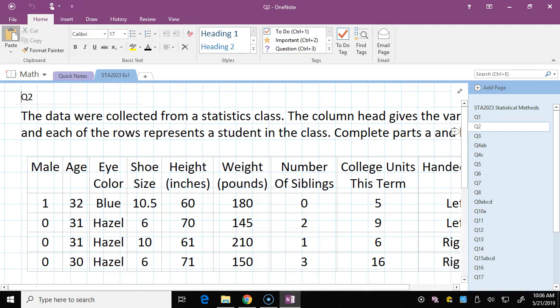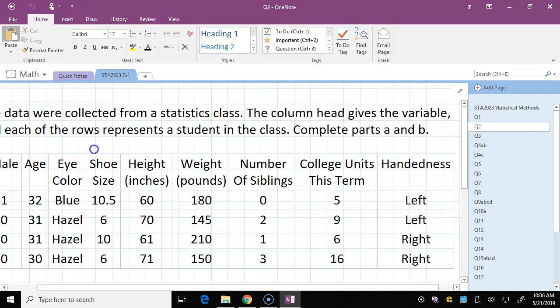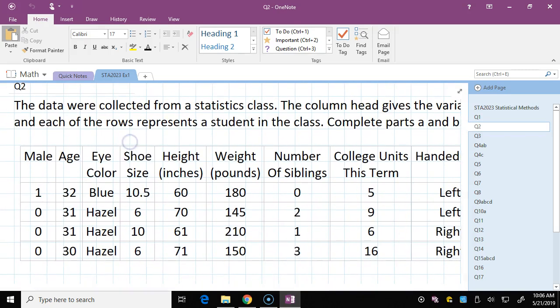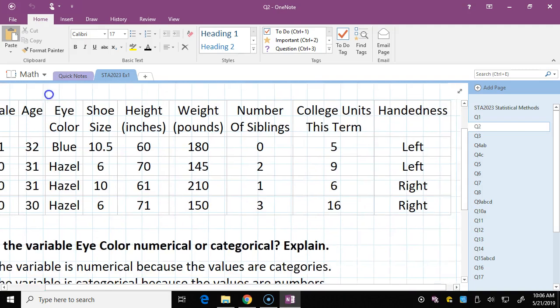So this guy, still pretty much the same columns that we're working with. I believe it's the same exact information. Nope, it's changed some. Just kidding. But still the same style of what you want to do. So you got some nice multiple choice on this question. It says the data we collected from a statistics class, the column head gives the variables, and each row represents a student in class. Complete parts A and B.